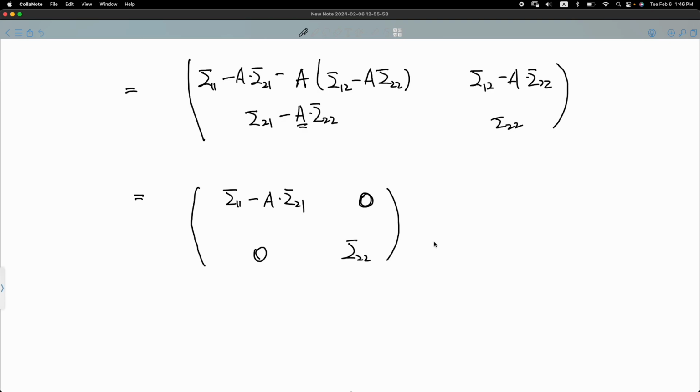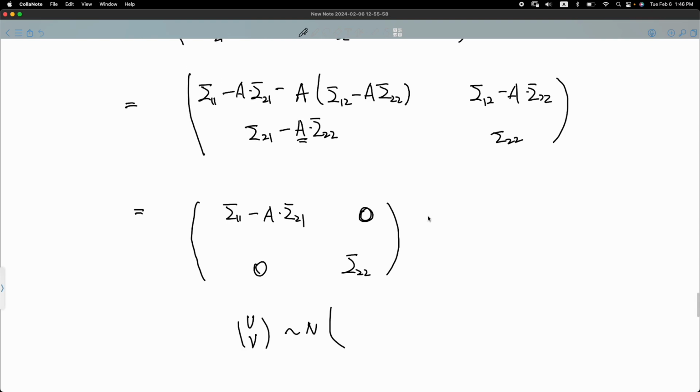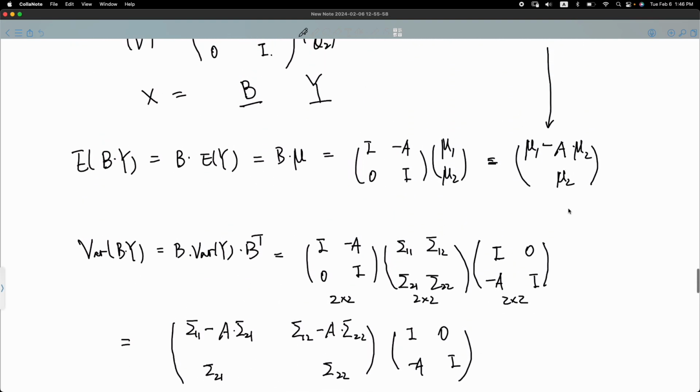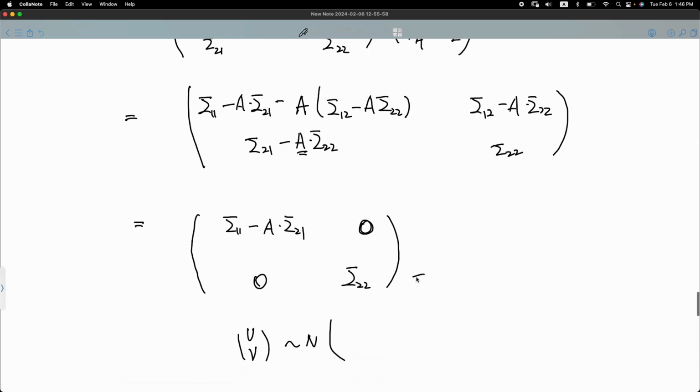Okay, and what was the question again? Find the joint. So we have Y, U and V following a normal with the mean here. Let me call this mu star, and let me call this sigma star. So make sure you just plug in the mu star and sigma star here. That's that.